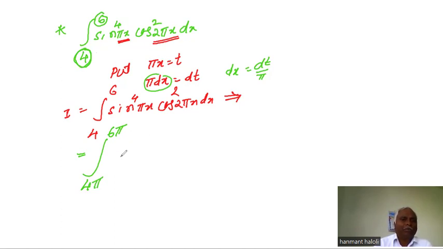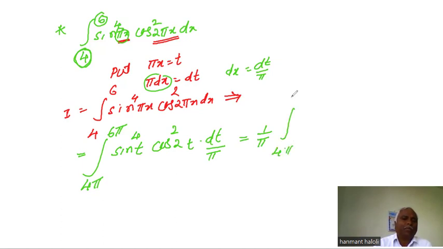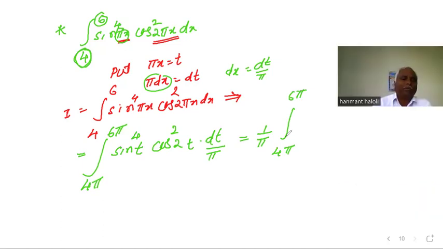Then by substitution, sin^4 stays as it is, with πx written as t, and here cos^2 t, with dx becoming dt/π. And 1/π can be taken outside the integral sign, and the limits become 4π to 6π. So the integral of sin^4 t cos^2 t dt.